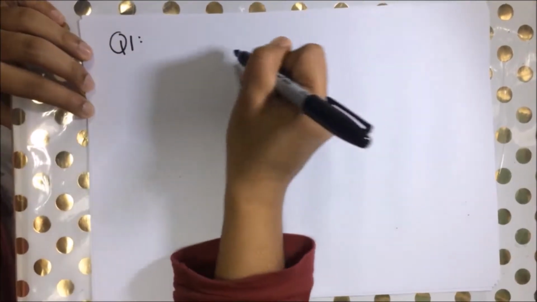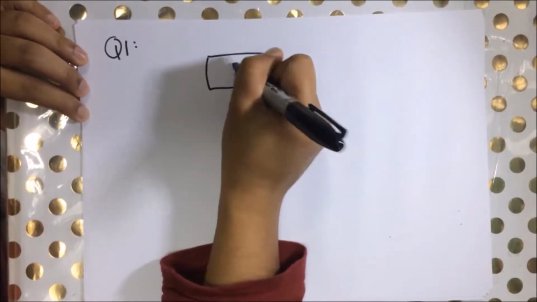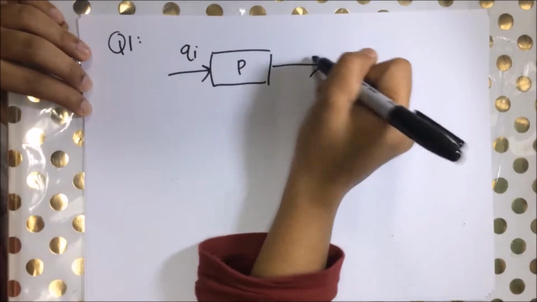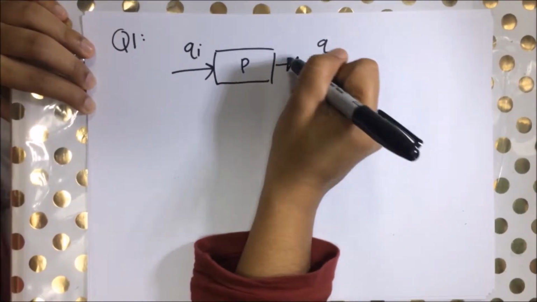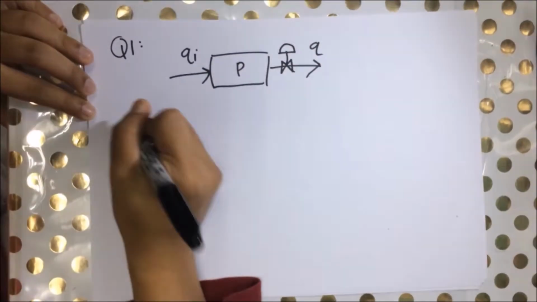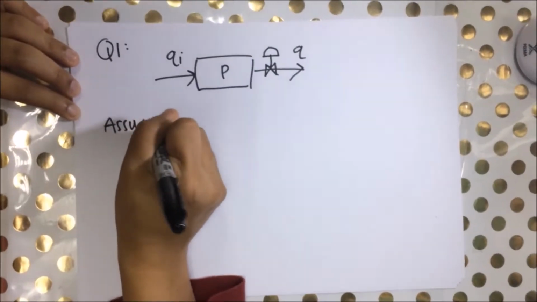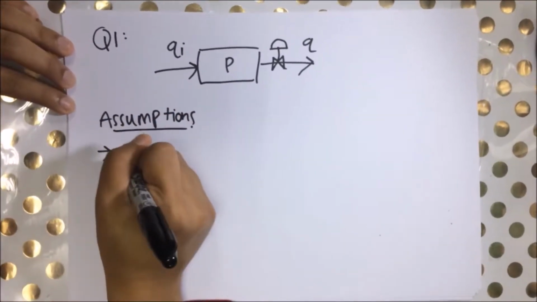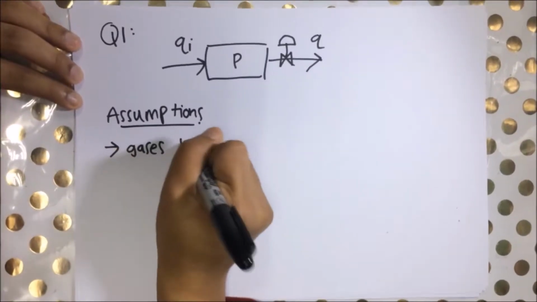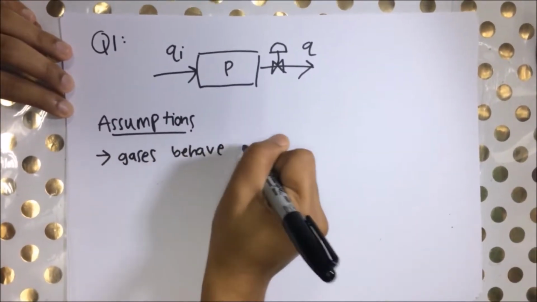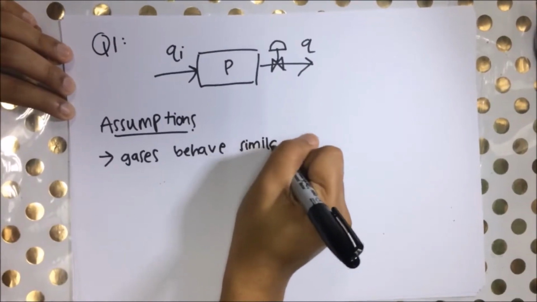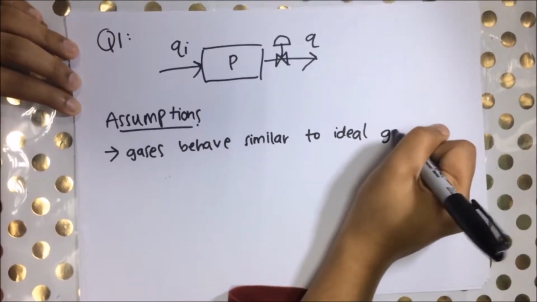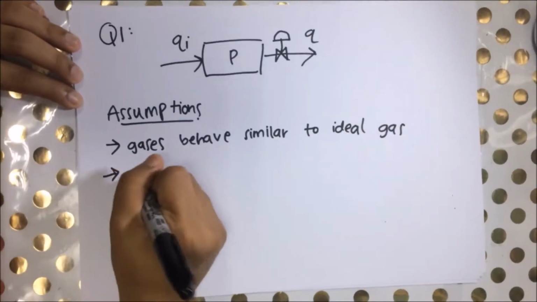So question 1 tells us that the system consists of a surge drum which stores gases, and the inlet is the molar flow rate Qi, and the outlet is Q. You can see that at the outlet there's a control valve, which tells us that Q will be the manipulated variable. So we've got to make assumptions for every modeling question that we do, right?